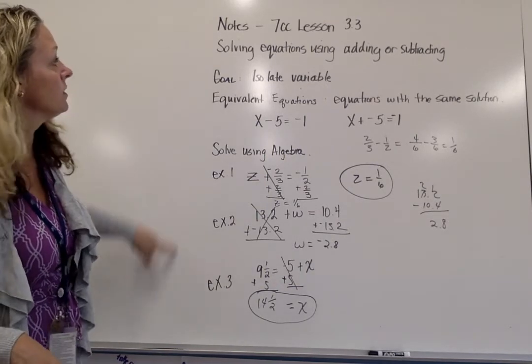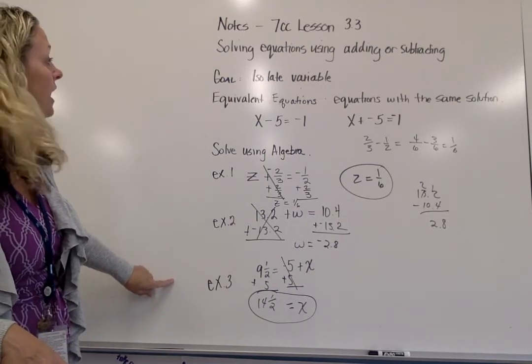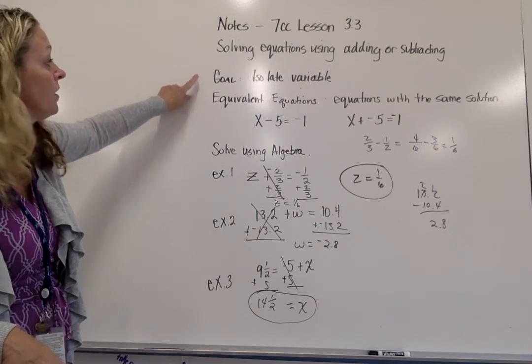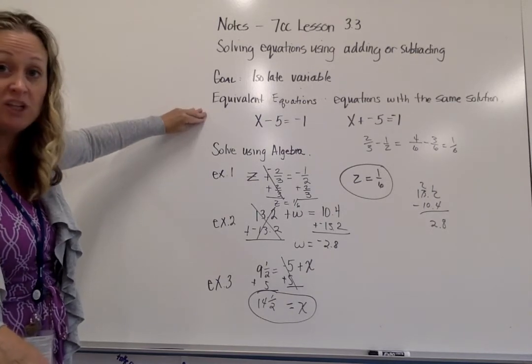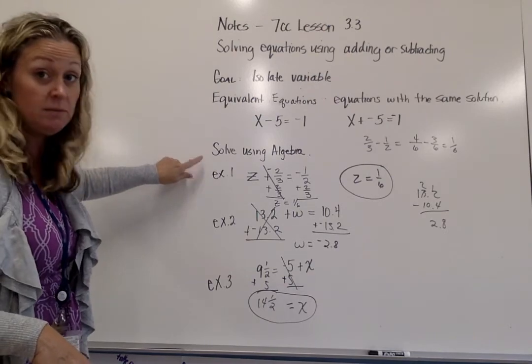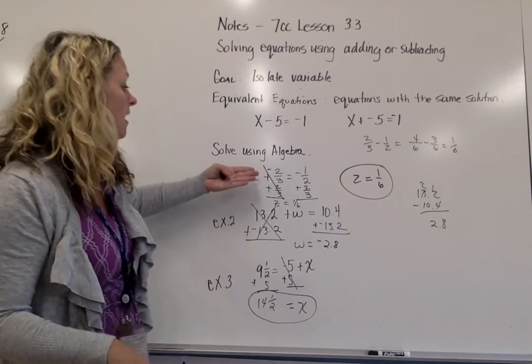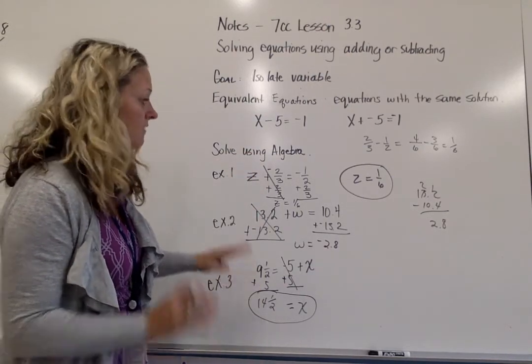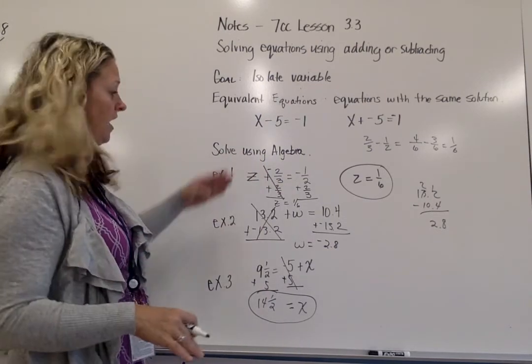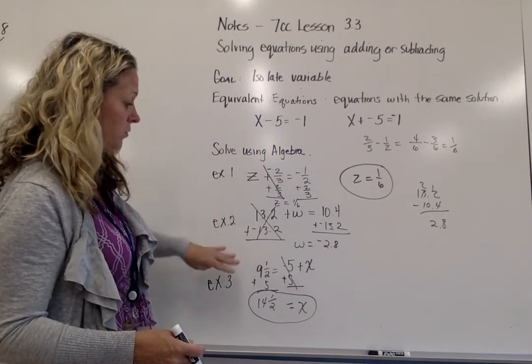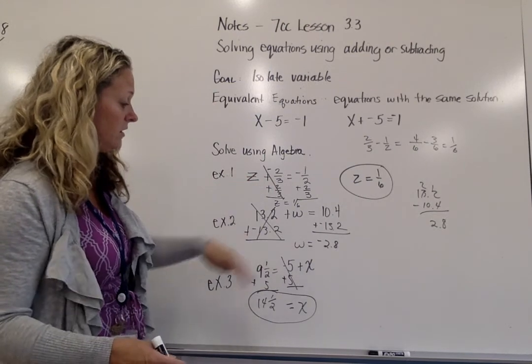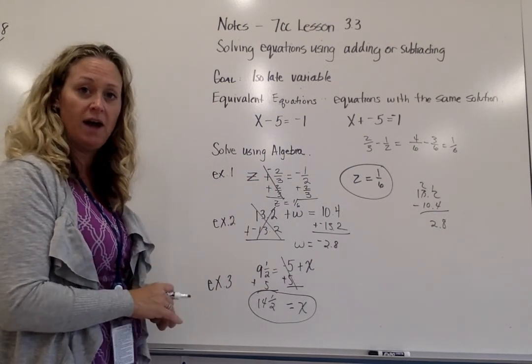So when we're solving equations using addition and subtraction, the goal is to isolate the variable. Create equivalent equations in order to solve them. You have to be using algebra, and I typically do it underneath. If you want to do it next to it, that's totally fine. In my mind, underneath works better. And it doesn't matter what side the variable's on, you're going to do the opposite to isolate it.